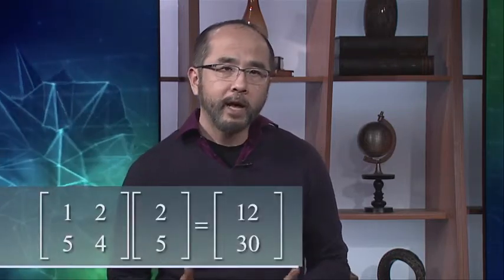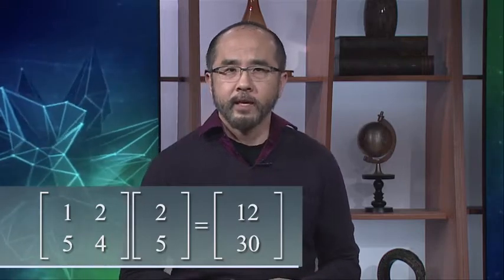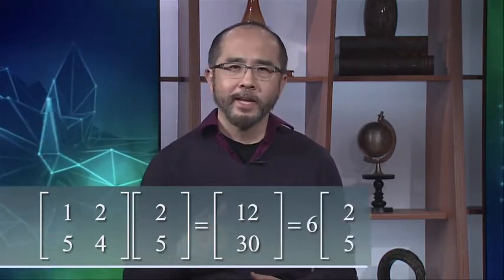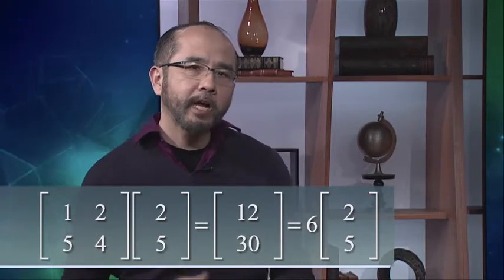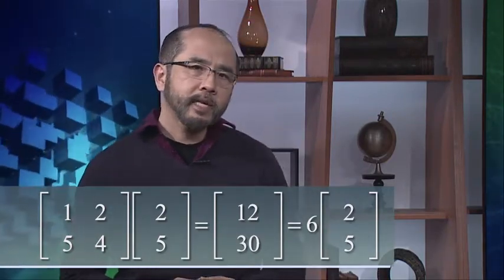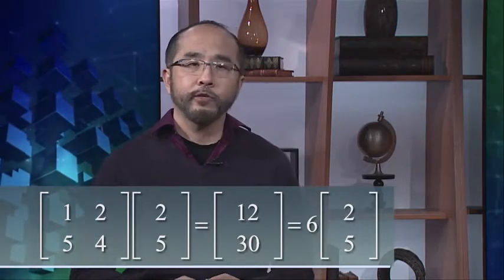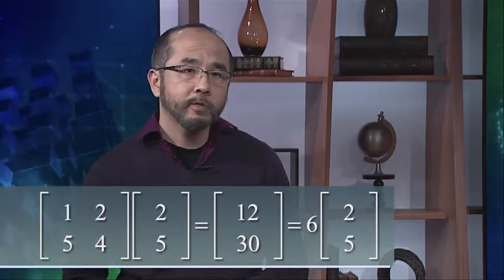Before we discuss how to actually compute eigenvectors and eigenvalues, let's look at some examples to make sure we understand the definition. For instance, is the vector (2, 5) an eigenvector of the 2 by 2 matrix A with entries 1, 2, 5, and 4? Well, if you take the matrix A and multiply it by (2, 5), you'll get (12, 30). Is that a multiple of (2, 5)? Why, yes it is. In fact, it's 6 times (2, 5). This means 6 is an eigenvalue of A, and (2, 5) is an eigenvector of A corresponding to the eigenvalue 6.